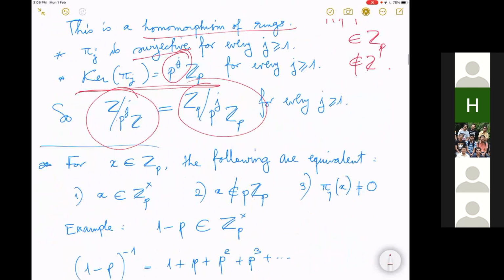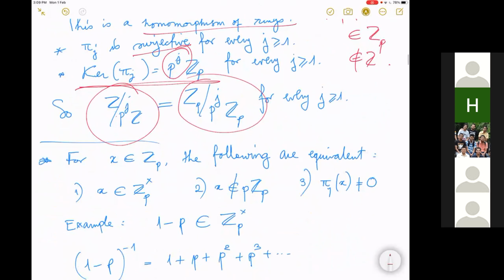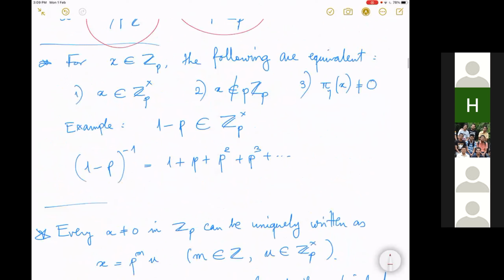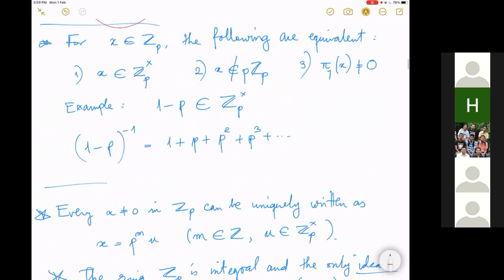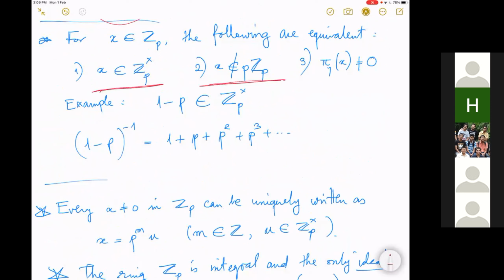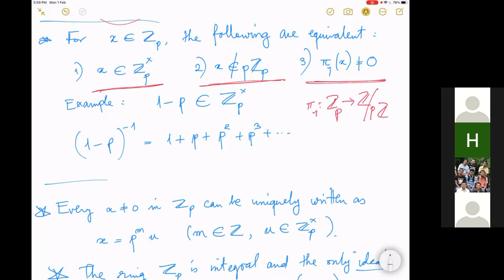Okay, so one of the first things we proved about p-adic integers is that a p-adic integer is invertible if and only if it is not in this ideal generated by p. And of course, not being in this ideal is the same as saying that its image in Z modulo pZ is non-zero. See, π_1 was the map from Z_p to Z modulo pZ. Of course, nobody should confuse Z_p with Z modulo pZ. Z_p is very different from this finite field.